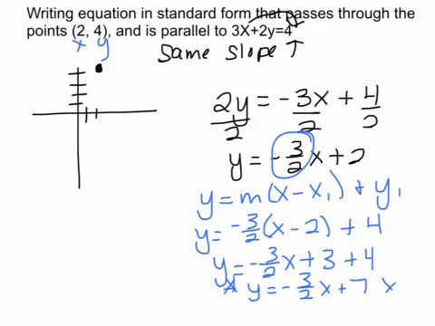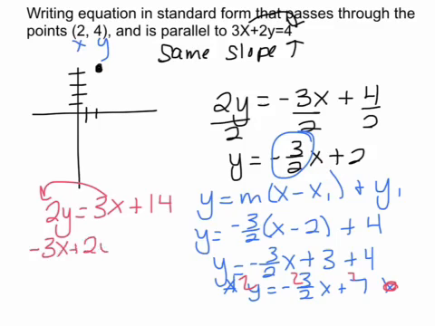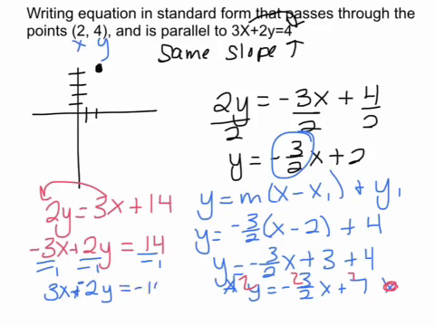But it wants it in standard form. So the first thing I'm going to do is get rid of my fraction by multiplying everything by 2. So I have 2y equals -3x plus 14. Then the next step is the 3x has to go over there, so 3x plus 2y equals 14. And the last step is going to be divide everything by a -1, so I have -3x minus 2y equals -14.